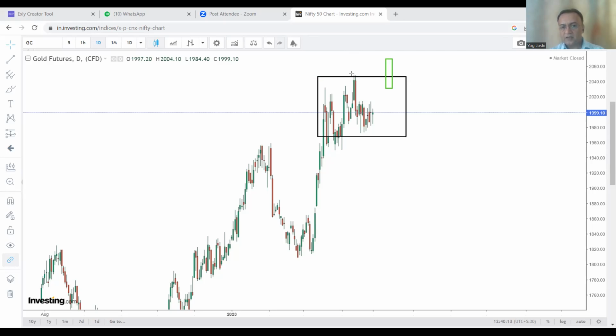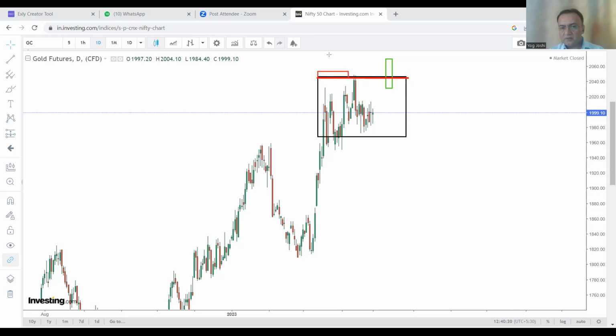Why? Because see the area. This is the area where gold was not able to sustain at this position. Gold fell at this particular level. So this is the supply zone for gold. This is the clear cut supply zone for gold.